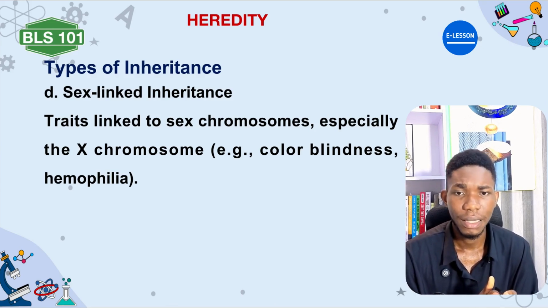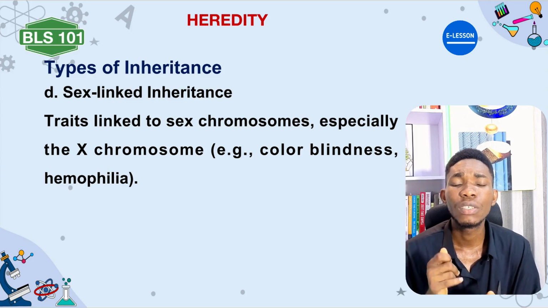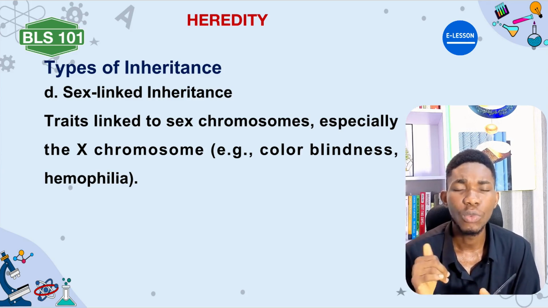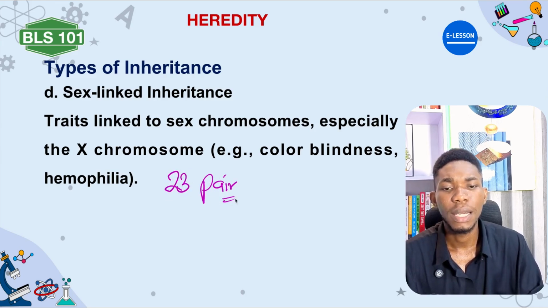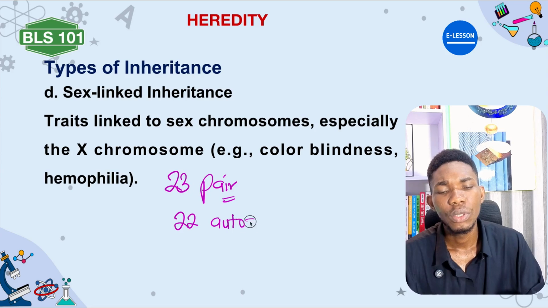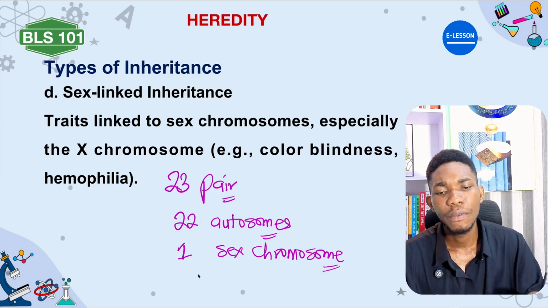Sex-linked inheritance. These traits are linked to the sex chromosome, especially the X chromosome. These are called sex-linked inheritance. My dear students, I told you that we have 23 pairs of chromosomes. Did we learn something like that? Out of the 23 pairs, 22 are autosomes, which regulate other functions and traits in the body. One pair is the sex chromosome, right? And for the sex chromosomes, we have XY, and then we have XX.